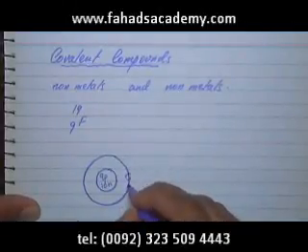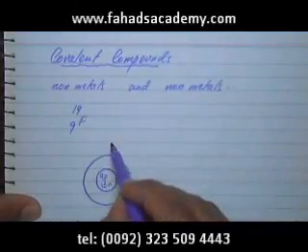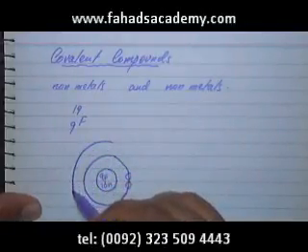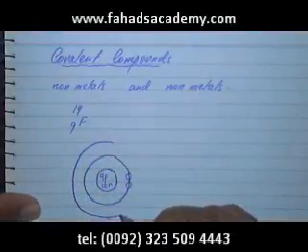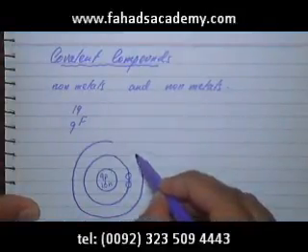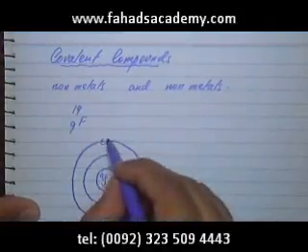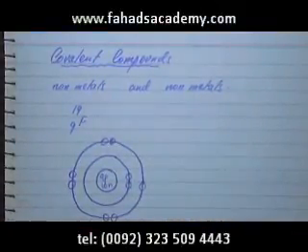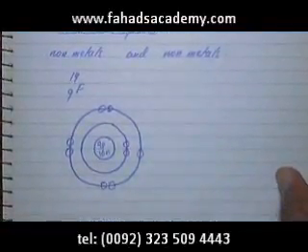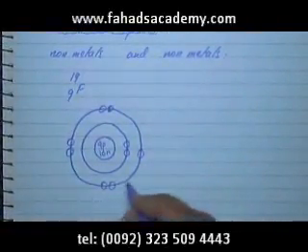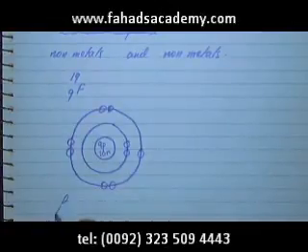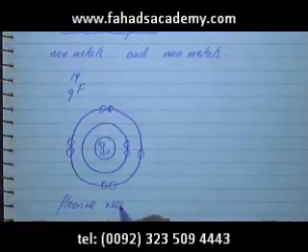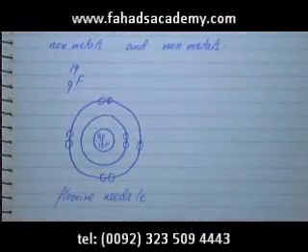So there would be 2 electrons in the first shell, and there would be 7 electrons in the second shell. Now, if you look carefully, fluorine has an unstable electronic configuration. So fluorine needs 1 electron. Fluorine requires 1 electron to complete its outer shell.